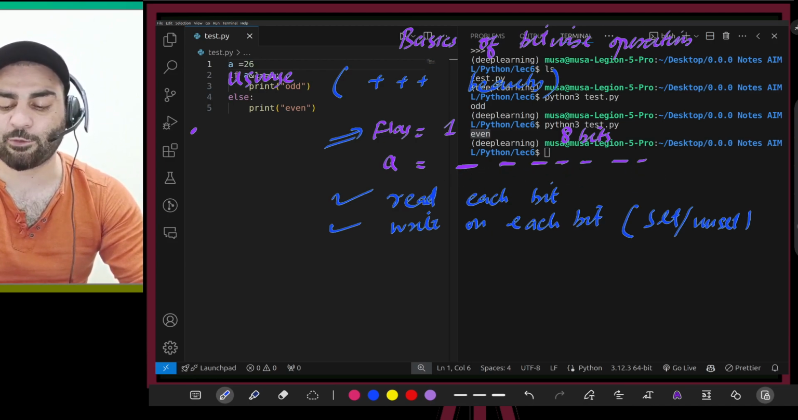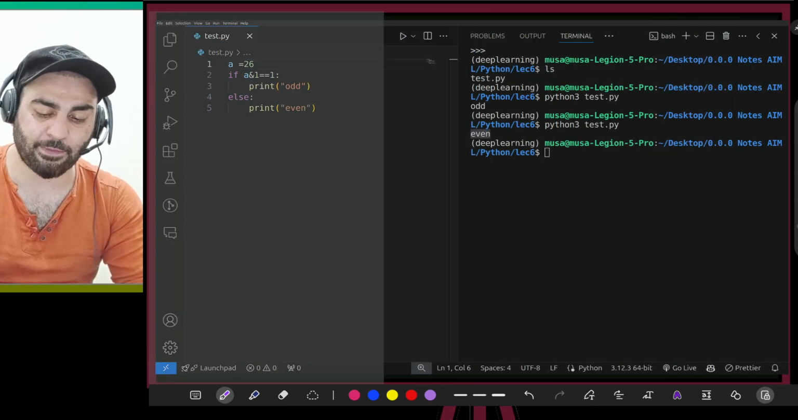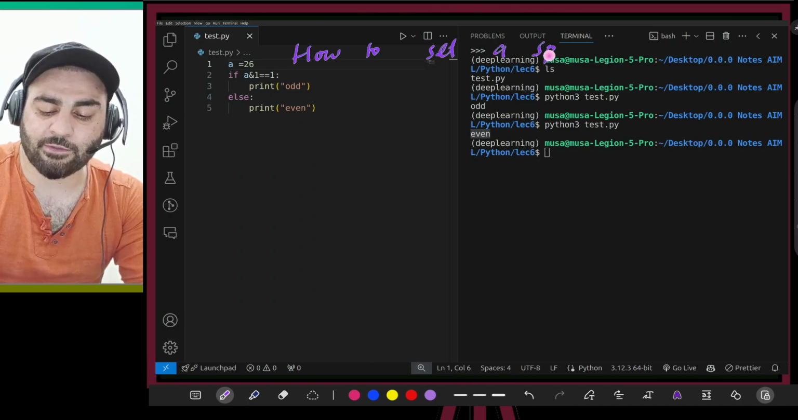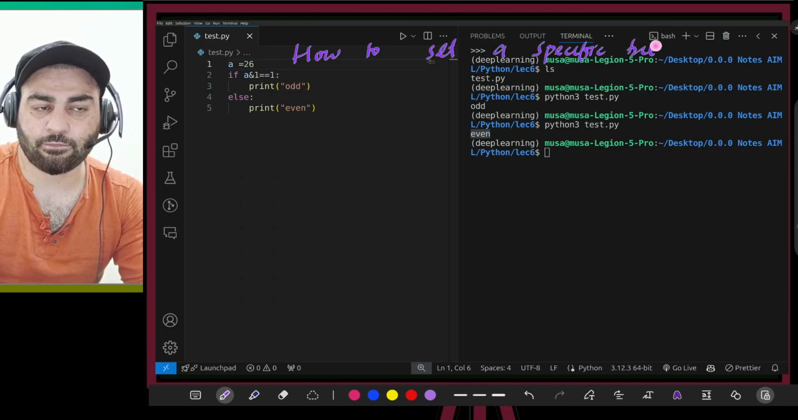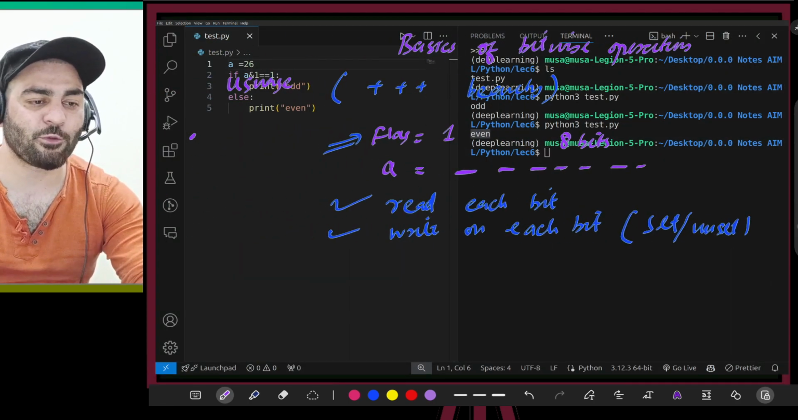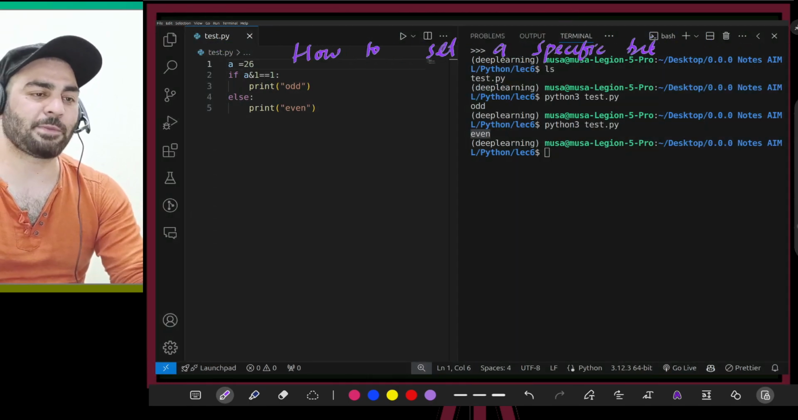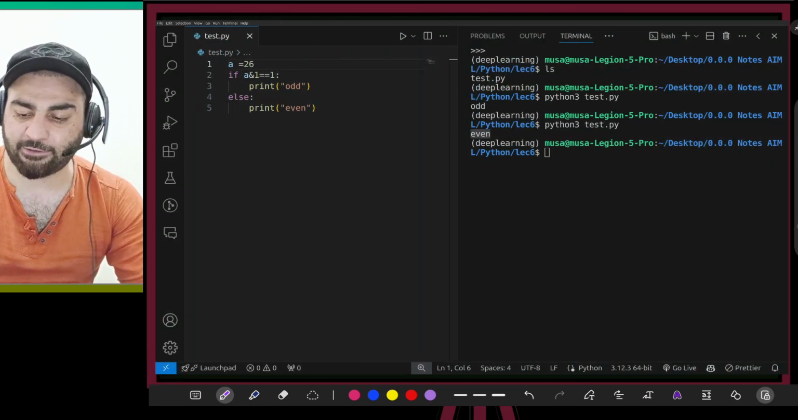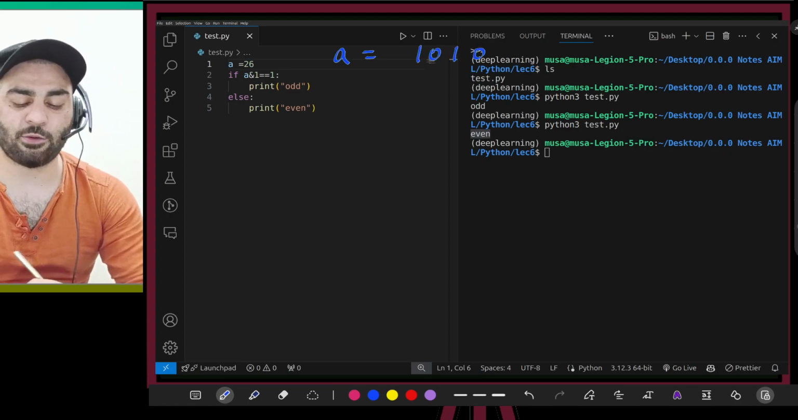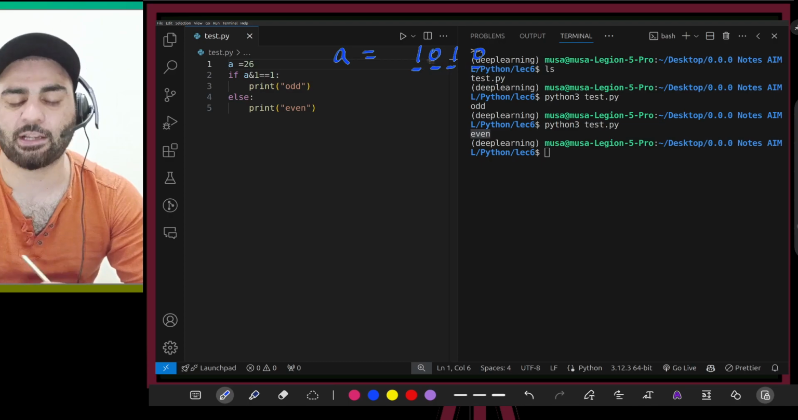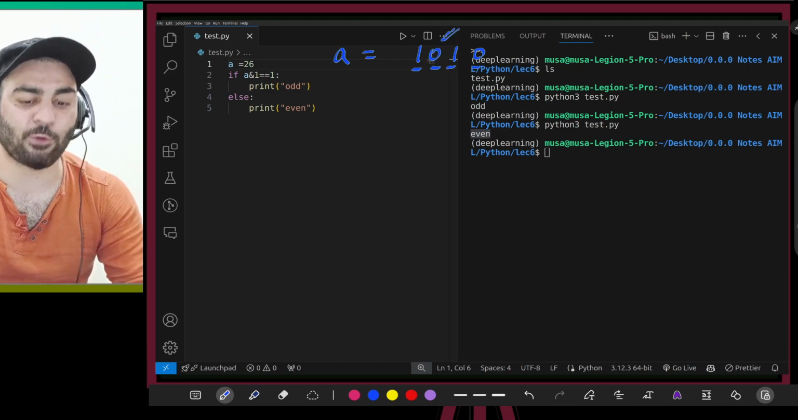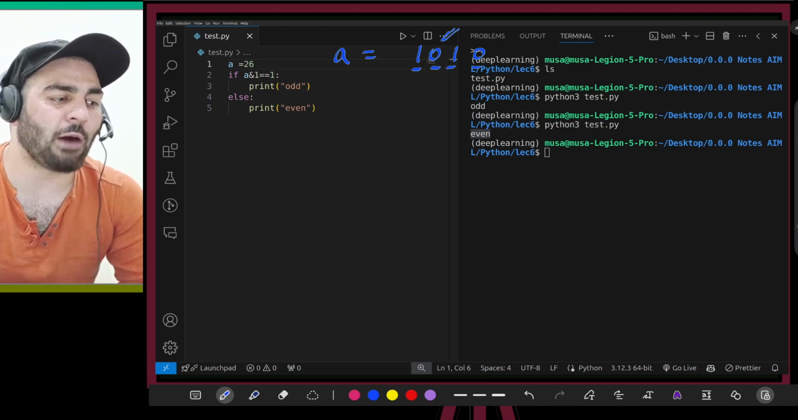But the first trick that we'll see is how to set a specific bit. I have been showing you this VS Code for a while. How to set a specific bit. By setting, what I mean is, let's suppose I have a number a equal to 1010, something like this. Now you know that there are 4 bits here, so I can use it for 4 flags. If I want to set this bit, if I want to make this bit 1, which is unset, which is basically 0, how to do that?